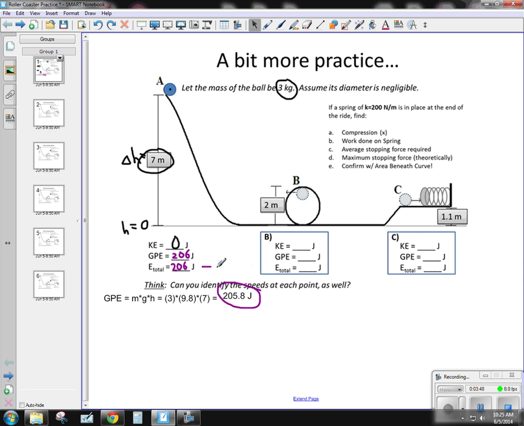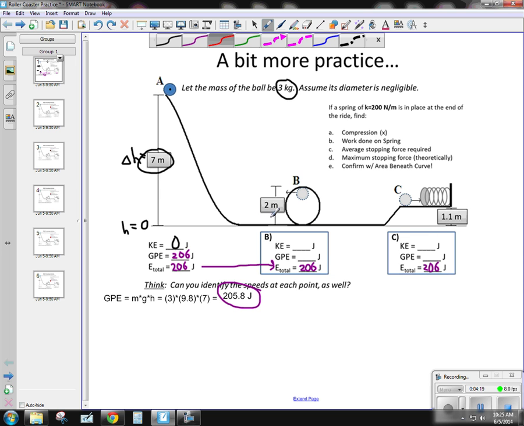Now watch. Total energy is boring. I'm not even thinking about what these systems look like on the end, but I know the total energy has to stay the same. 206 joules. Total energy is boring. Total energy does not change. So this speeds up, speeds up, speeds up because it's under the acceleration due to gravity. It's falling down the ramp.